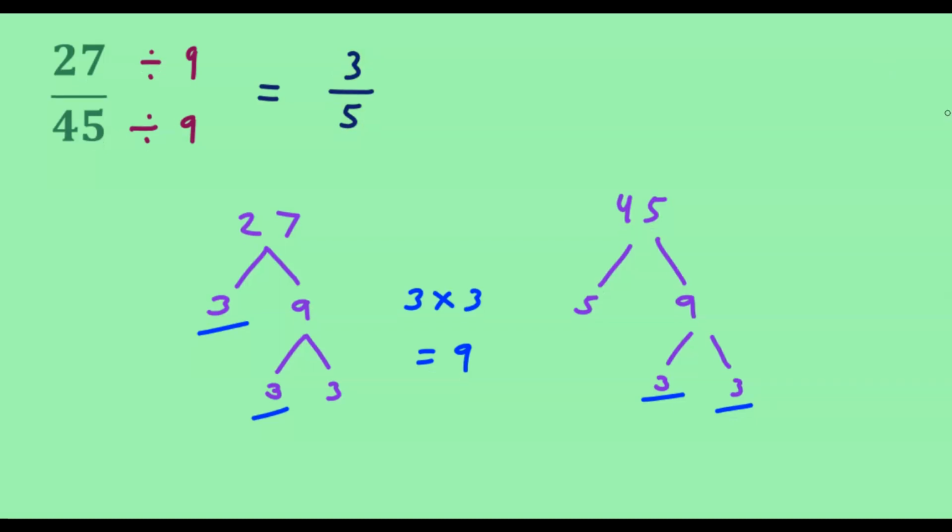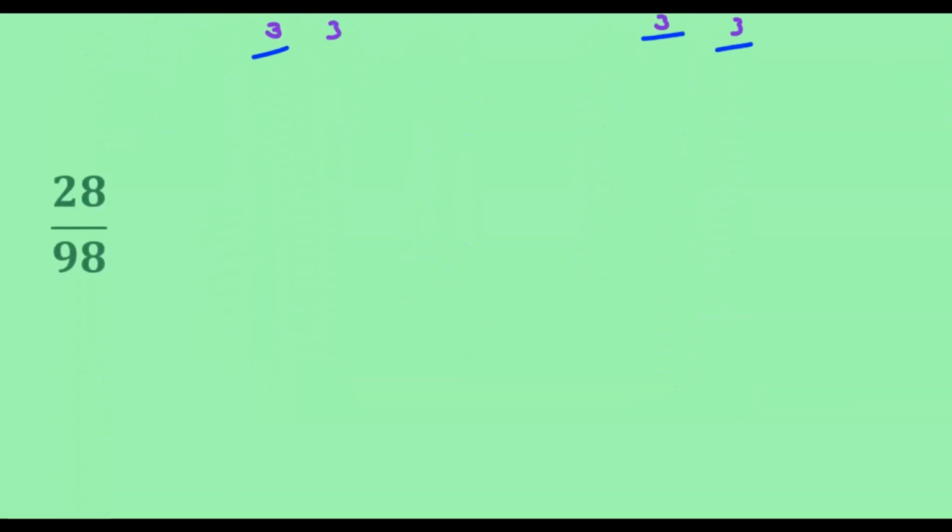Now let us have a look at our next fraction. We have 28 divided by 98. Now let us use the method of factoring both the numerator and denominator for this one. So the numerator is 28 and the denominator is 98. So let's factor these two. So first of all, we have 28. Now 28 can be written as 4 times 7, and 4 can be written as 2 times 2.